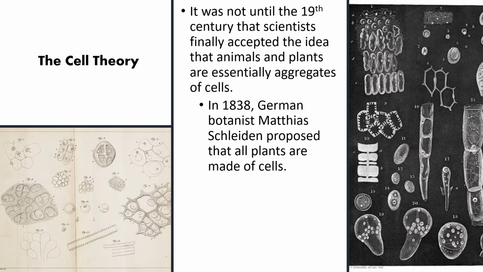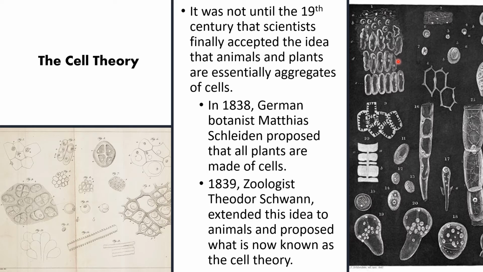Now there are two main scientists that are credited with coming up with the cell theory. There is a German botanist, Matthias Schleiden, who proposed that all plants are made out of living cells, and this image in black are different cells that he drew from microscopic viewings. And there was a zoologist who studies animals, and his name was Theodor Schwann, and he extended the idea to animals. So both Matthias and Theodor came up with these ideas in 1838 and 1839.